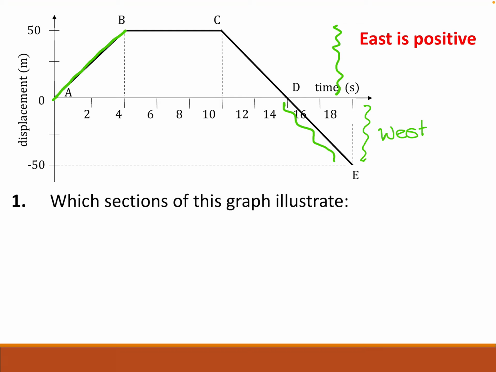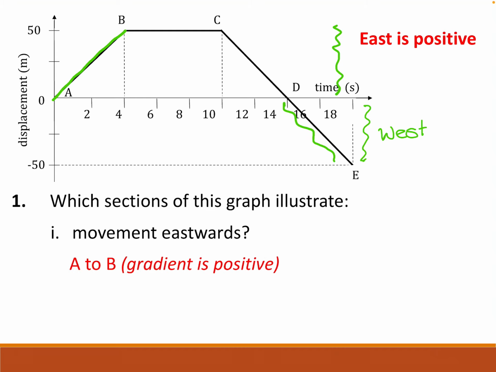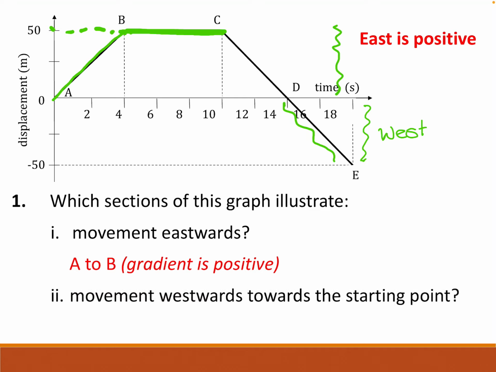Now they ask, which sections of this graph illustrate, number 1, movement eastwards? Well, I just said it's everything above the axis, so it's A to B. The gradient is positive. Is the car moving from B to C? No. It stopped. The velocity isn't changing. Sorry, the displacement isn't changing.